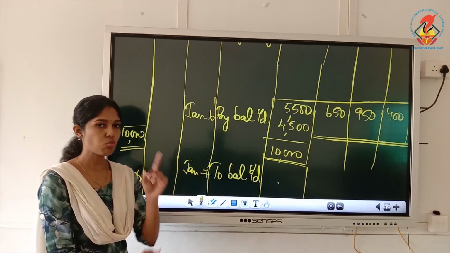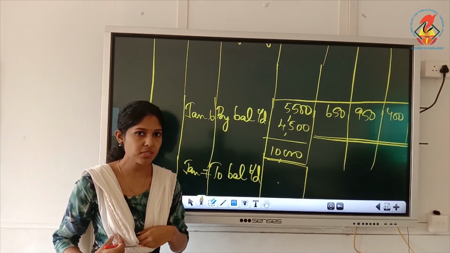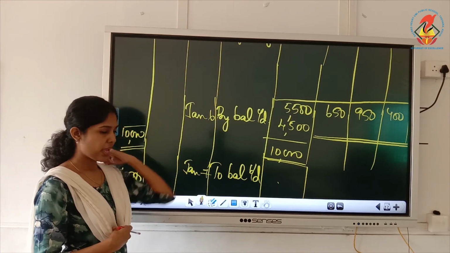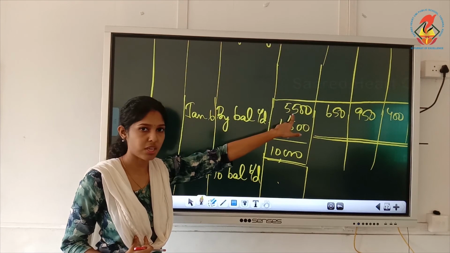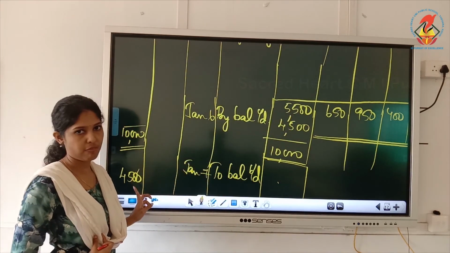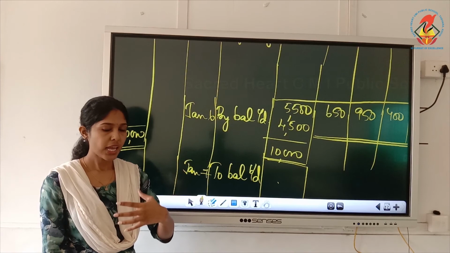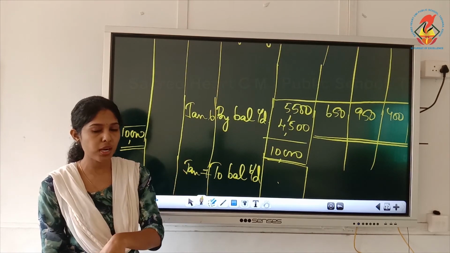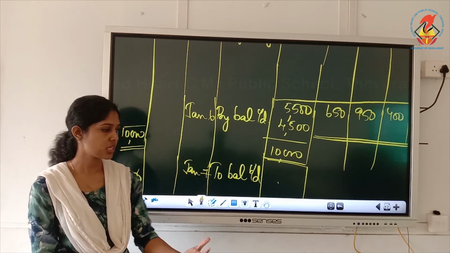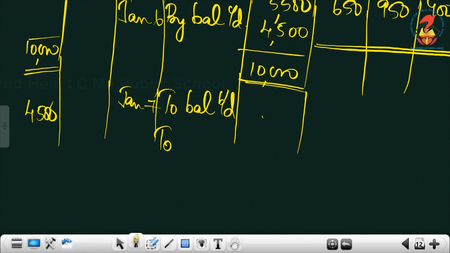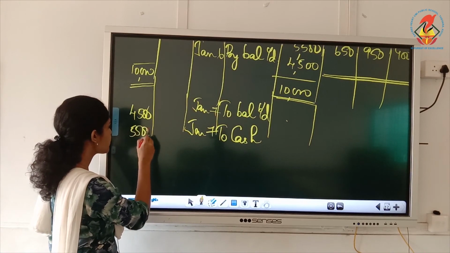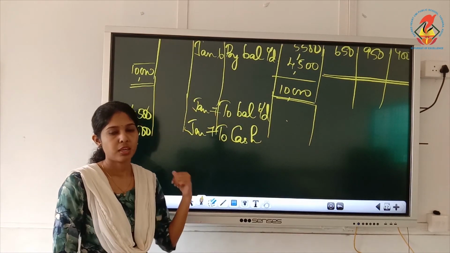It is not over, there is one more step. What is the meaning of imprest system? Once they spend the amount, here the amount they spent is 5,500. This is the balance they already have. With that, the petty cashier will be reimbursed, will be given the amount he spent. So the amount he spent, 5,500, will be reimbursed to him. You must write it as to cash, Jan 7th, he will be given again. So again this 5,500 will appear on the receipt side.